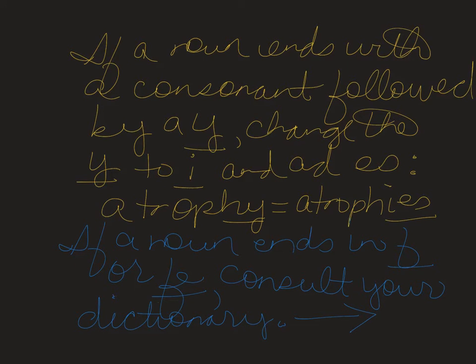If a noun ends with a consonant followed by a Y, you are going to change that Y to I and add ES. Atrophy becomes atrophies, P-H-I-E-S. If a noun ends in F or FE, unfortunately, you are going to have to consult your dictionary because there is no really tried and true rule for this. Next slide.